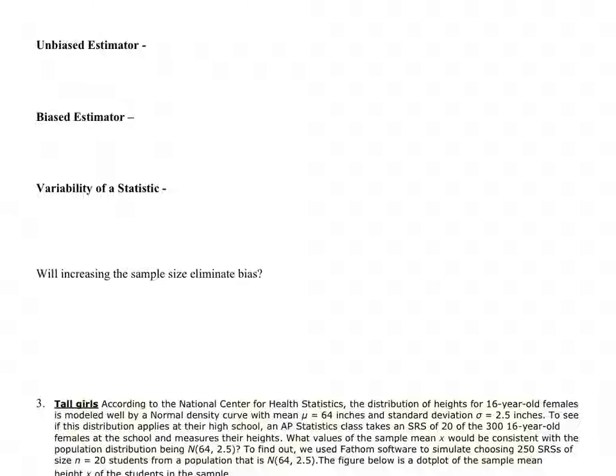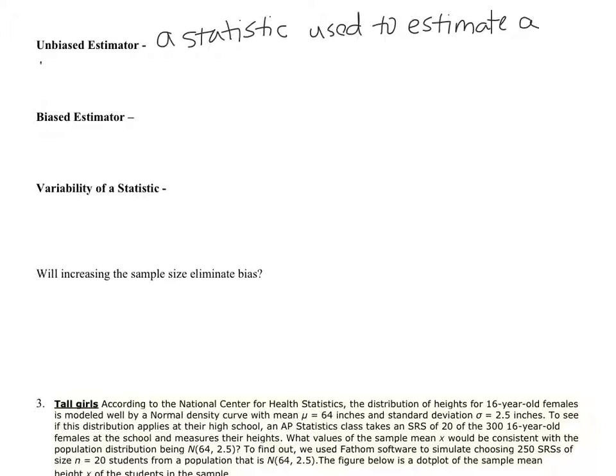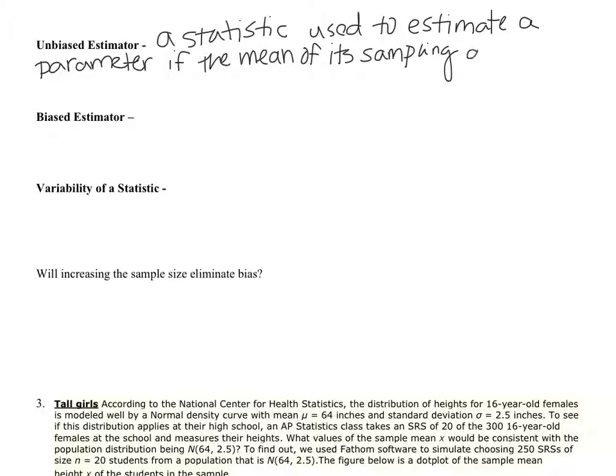An unbiased estimator is a statistic used to estimate a parameter if the mean of its sampling distribution is equal to the true value of the parameter being estimated.